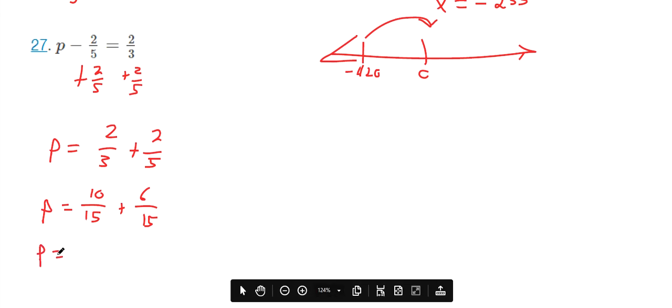Now that the bottoms are the same, we can add the numerators. It makes 16 over 15.